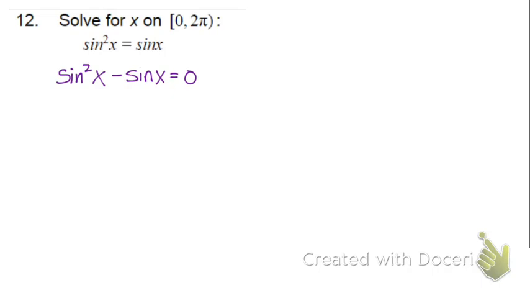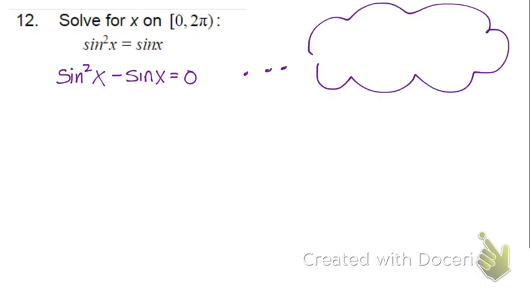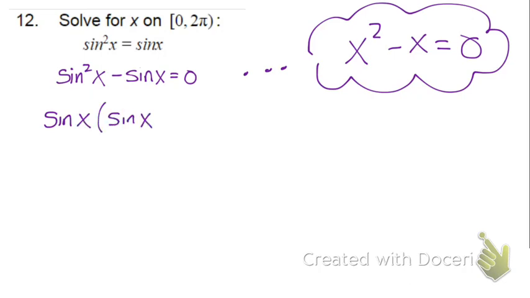Here's our little cloud dream bubble. Does this kind of look like x squared minus x equals 0? All right, it should kind of look like that. X squared minus x equals 0, where sine of x is our variable. How would you solve x squared minus x equals 0? Factor an x out, and then set each factor equal to 0 using the zero product property. We're going to do the same thing over here. We're going to take a sine of x out. That's our GCF, a sine of x. And we're left with sine of x minus 1 equals 0.